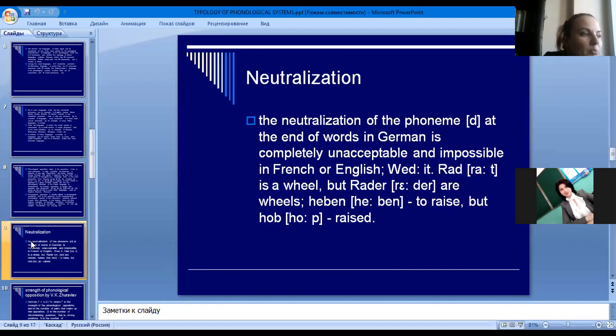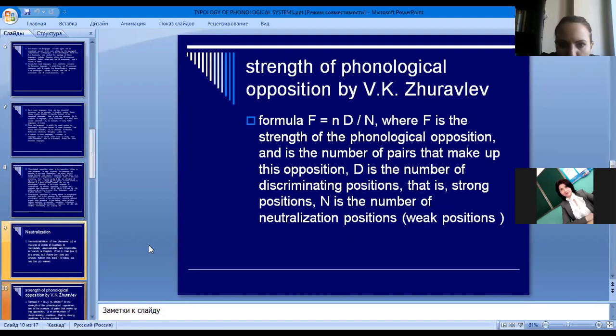So typological analysis of phonological systems involves the establishment of not only qualitative but also quantitative indicators, which can be achieved by determining the strength of phonological opposition. This term was introduced by the linguist Журавлёв. And we are going to look at the formula. The strength of the phonological opposition can be represented in the form of a formula.